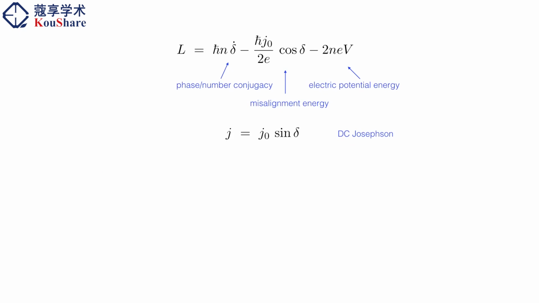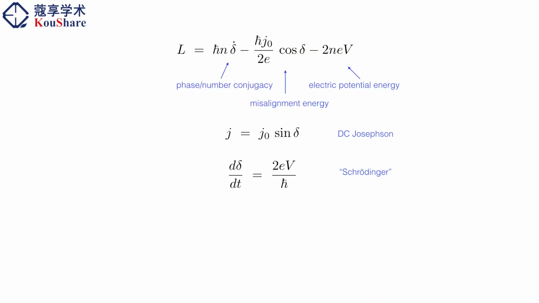If you vary with respect to delta, you get this equation of motion. This doesn't have V; this is what you'd get even in the absence of a voltage. But if you have a voltage, it appears in the equation you get by varying n, which is basically the Schrödinger equation for the phase of the condensate wave function, the relative phase of the condensate wave functions in the two superconductors.